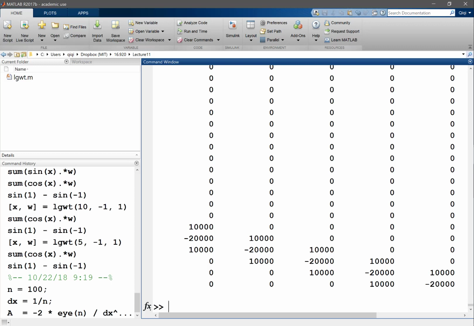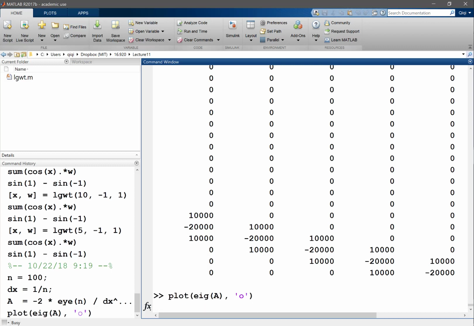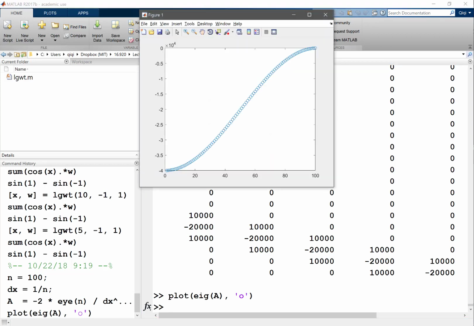So if you look at the eigenvalue of A and plot it, that's what it looks like. Okay, so it goes from something very close to 0 all the way to about minus 4 times 10 to the 4th. Since our delta x is 0.01, 10 to the 4th is basically 1 over delta x squared, right? And we get minus 4 times that.